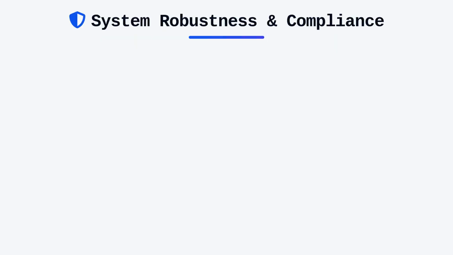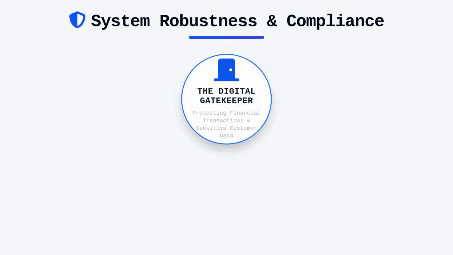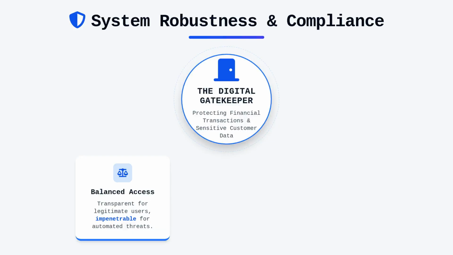In practice, the implementation of these policies reflects our broader goal of system robustness and compliance. We are not just configuring text fields in a database. We are building a gatekeeper that protects the integrity of financial transactions and sensitive customer data. When you are designing your security strategy, think of the password policy as the first line of defense in the multi-tier architecture. It must be transparent to the legitimate user, but impenetrable to automated threats.